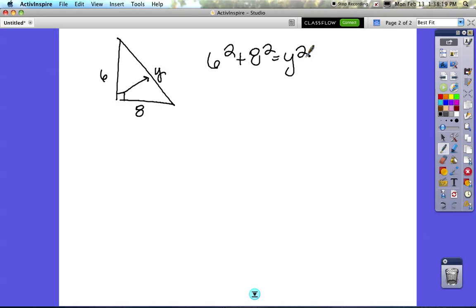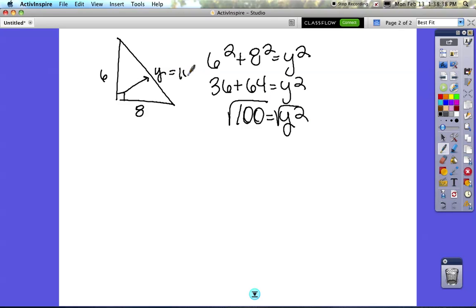So get on your calculator if you need to. 6 squared is 36. 8 squared is 64. When you add those together, you get 100. But my answer is not 100. I have to undo the square by taking the square root. And so that answer is 10. Let's look at number 3.